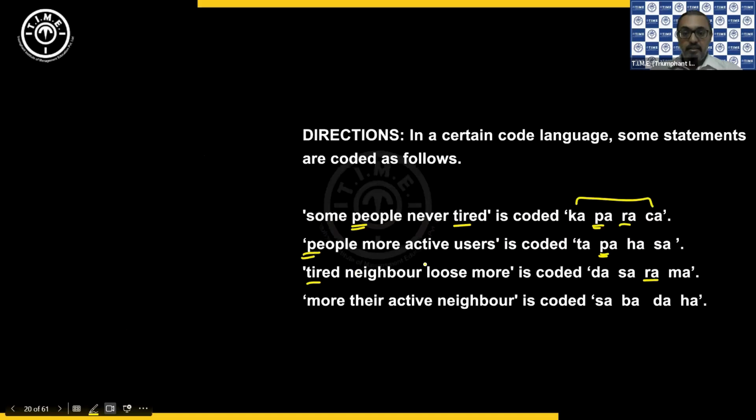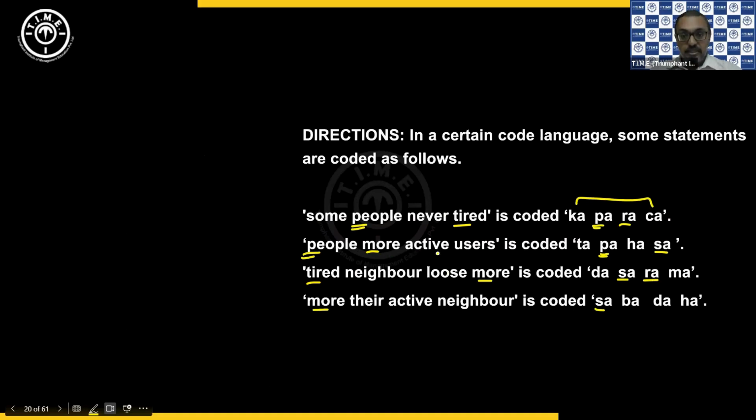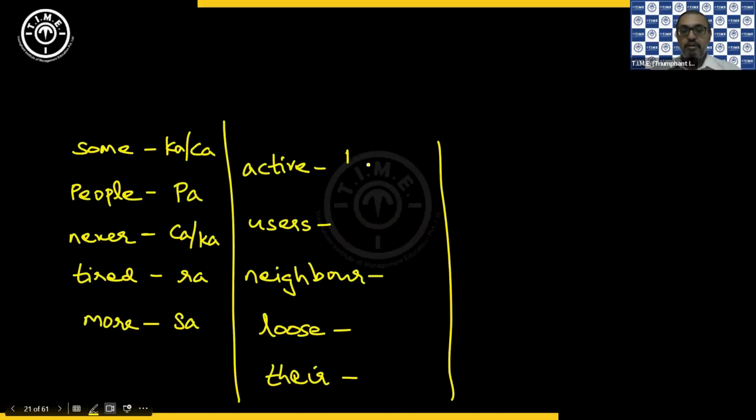Okay. Then the second sentence, more, is repeated in the second and third sentences. More is also there in the fourth sentence, as you can see, in these three sentences. So what is the code that is there in all the three? SA, as you can see. Correct? SA. So for more, we can put SA. Then active is repeated in the second and fourth sentences. So between TA and HA, as you can see, HA is there. So we can take for active as HA.